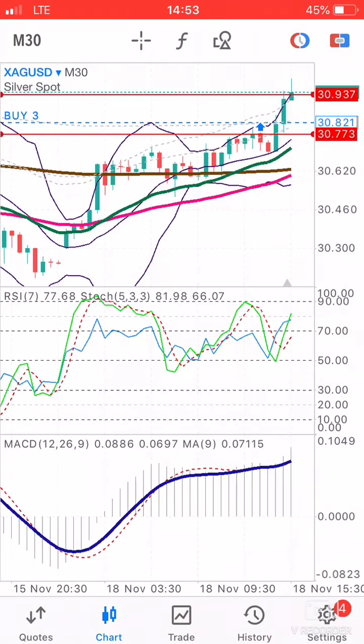I combined price action strategy, pin bar, and two indicators to make this money. Towards the end of this video, I will explain in detail.